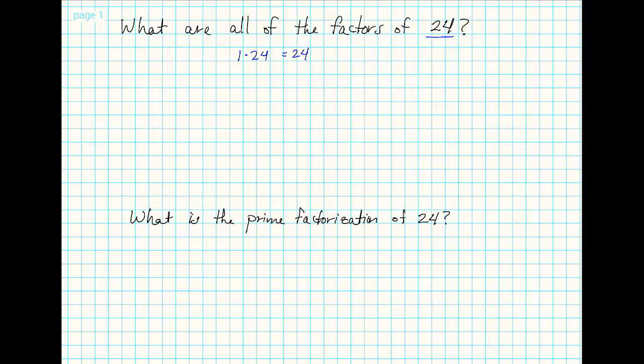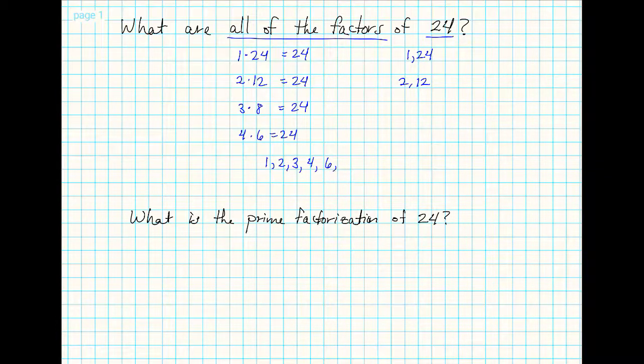So 1 and 24 are factors. And 2 times 12 is 24. So 2 and 12 are factors of 24. So similarly, we have 3 times 8 is 24, and 4 times 6 is 24. So all of the factors of 24 are 1, 2, 3, 4, 6, 8, 12, and 24. These are all of the numbers that can be written with a product to make 24.